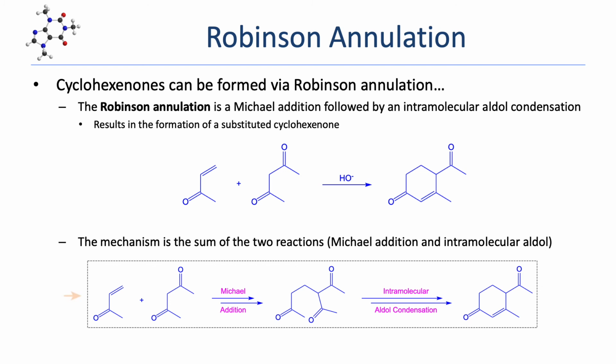The Robinson annulation is just the sequential combination of two reactions you've seen previously, Michael addition and aldol condensation. Fortunately, this means that the reaction mechanism is just the sum of those two reactions.